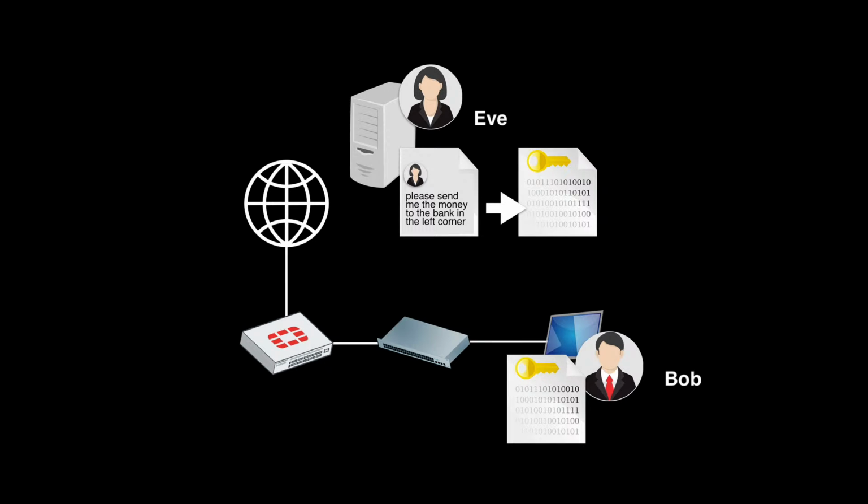Now, Bob knows the key. He knows the symmetric key that Eve used. He uses it, and by that, he actually decrypts the message. Now, if you think about it, we actually achieved only one thing. We encrypted the message. But then again, we have other challenges.